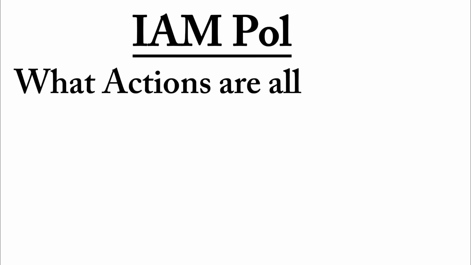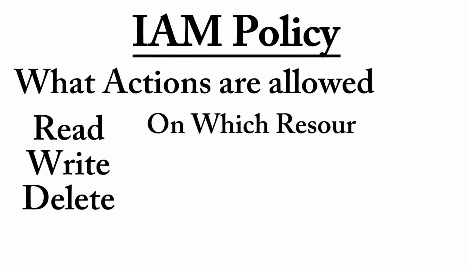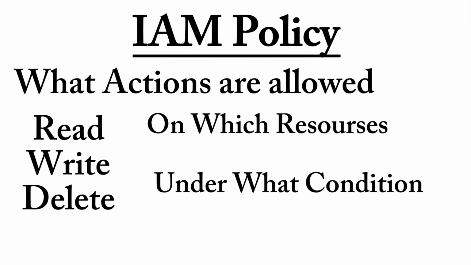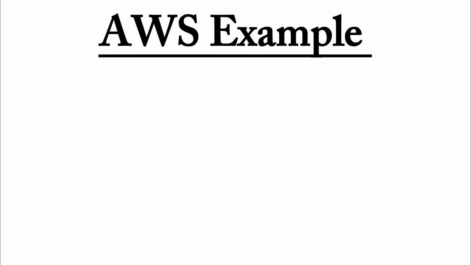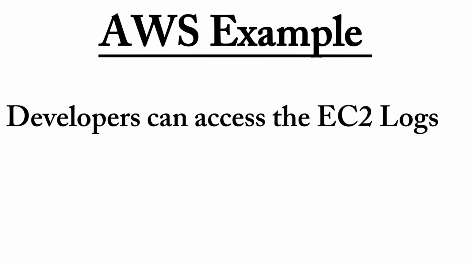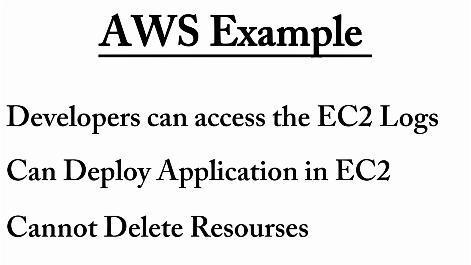Policies define what actions are allowed, like read permission, write permission, or delete permission, on which resources, under what condition. These policies must follow the principle of least privilege. The best practice in AWS is to give only the access that is required, nothing more. AWS example: developers can access EC2 logs and can deploy applications, but cannot delete production databases.